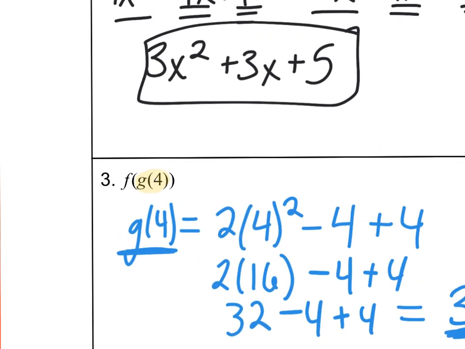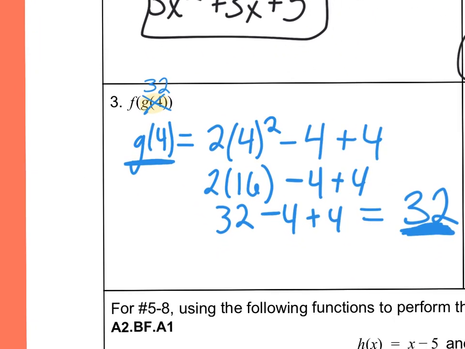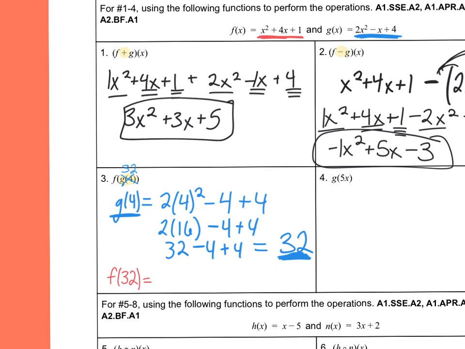So now I can just replace that g of 4 with my 32. And now what is my problem? F of 32. So that's going to give me my actual answer. So I'm going to go back up to f. It's x squared plus 4x plus 1. So I've got to plug in 32 to that. So 32 squared plus 4 times 32 plus 1. I don't expect you to do that in your head because that's going to be a pretty big number. So if you type that into your calculator, what does it tell you?